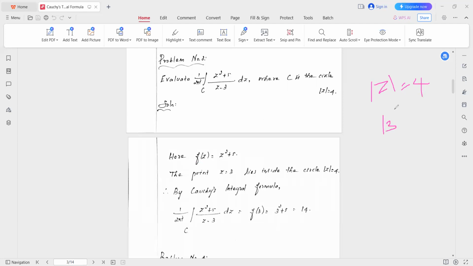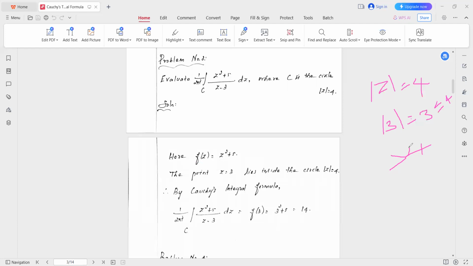So we have modulus of z, which is equal to what? 3. If it is less than or equal to 4, this means the point lies inside the circle. Okay, if it is greater than 4, what does it mean? The point lies outside the circle. Instead of drawing the circle, you can easily check whether the point lies inside or outside.